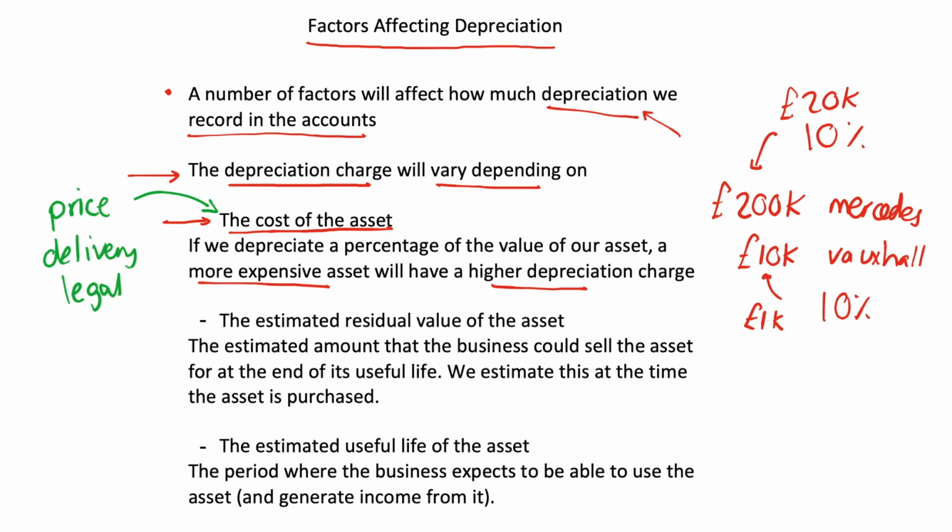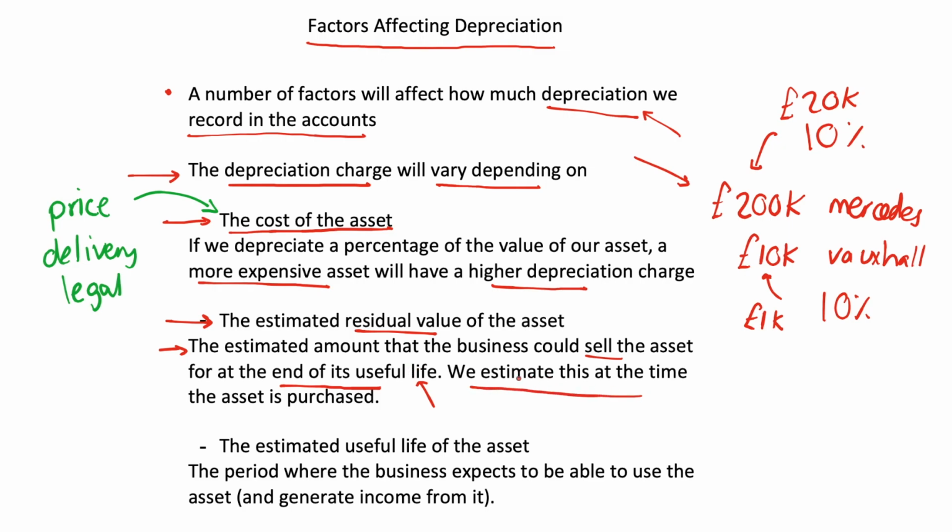So the next factor which is going to affect our depreciation is the estimated residual value of the asset. So what is this? Well, this is the estimated amount that the business could sell the asset for at the end of its useful life. So once the business is finished with the asset, again, let's look at this car example. We don't tend to buy a car that we're just going to use for the rest of our life. So if we're only going to use this car for, say, 10 years, well, what can we sell this car for in 10 years' time at the end of its useful life, i.e. when we stop using it?